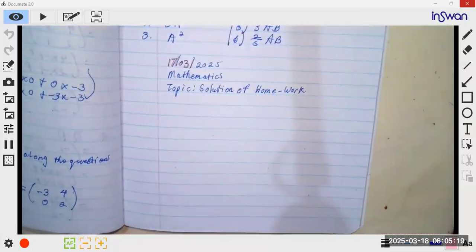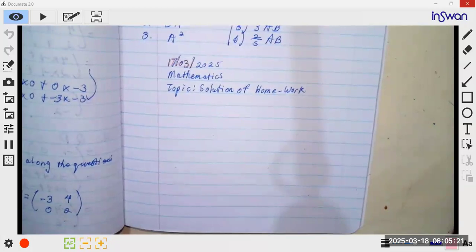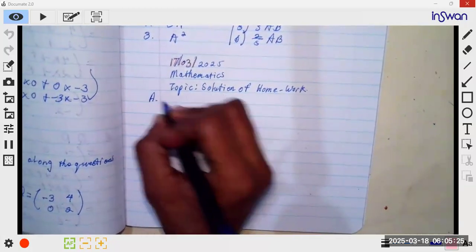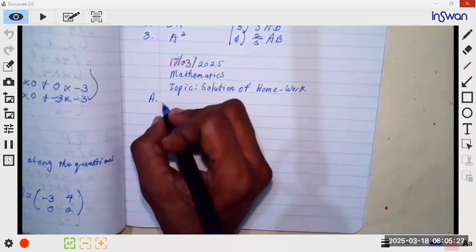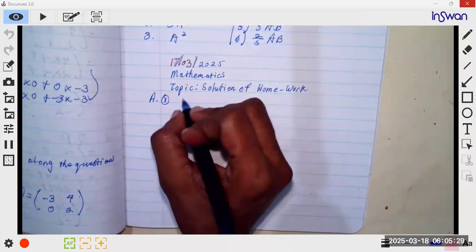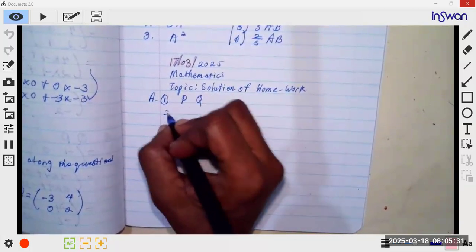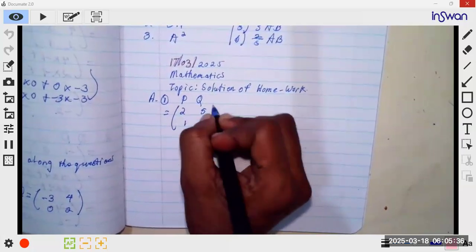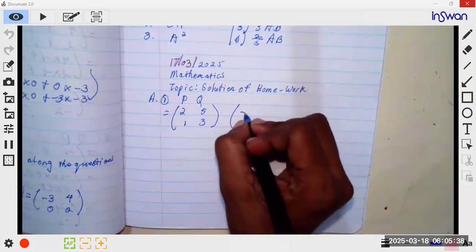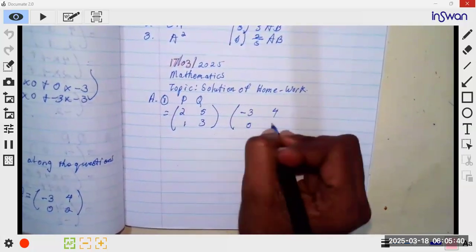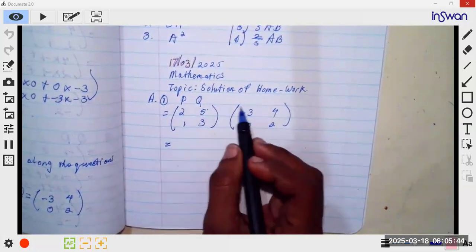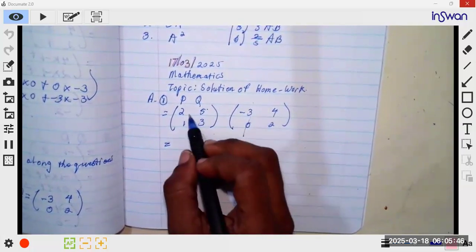So we're starting off with question A. In number one, they want to determine PQ. P is 2513, whereas Q is minus 3402. And so this will be row by column.